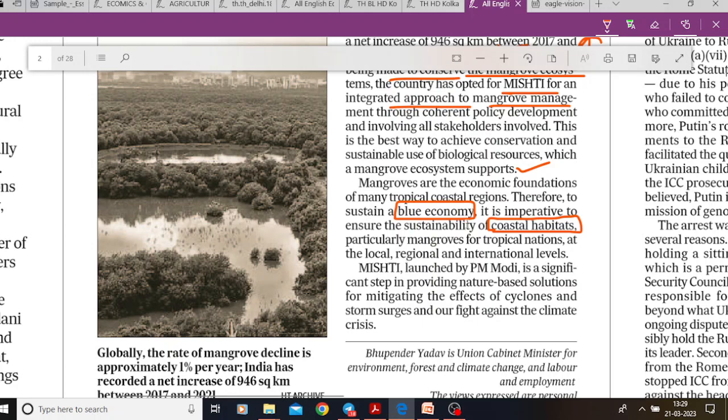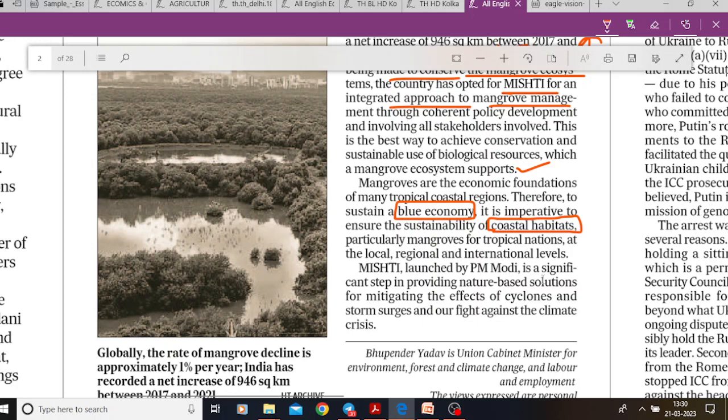Blue economy means the economy which is located very close to a water body, right? It could be fishery, forestry, and mangroves and everything which are associated with that particular habitat. So it is important to sustain a blue economy, and for that, to maintain coastal habitat so that it does not fall prey to climate change is important, particularly mangroves.